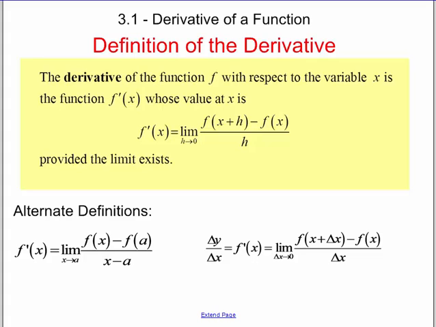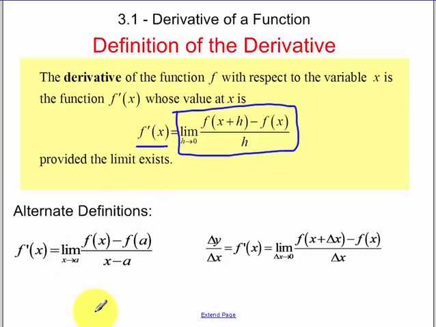Today we're going to be talking about the definition of the derivative. And the definition of the derivative, this is our notation, f prime is what we call it, for the derivative is this limit. And that's the whole reason that we learn limits.